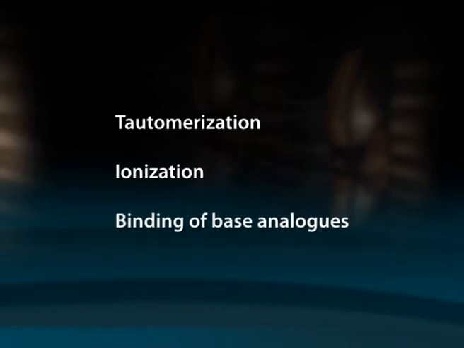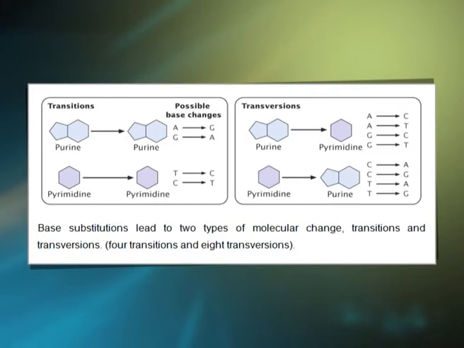Spontaneous transitional base pair substitutions occur by three processes, namely tautomerization, ionization and binding of base analogues. In this figure, you can see the base substitutions leading to two types of molecular changes, which are transitions and transversions. 4 transitions and 8 transversions are represented in this particular figure.